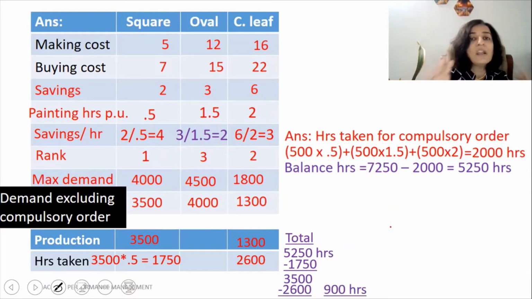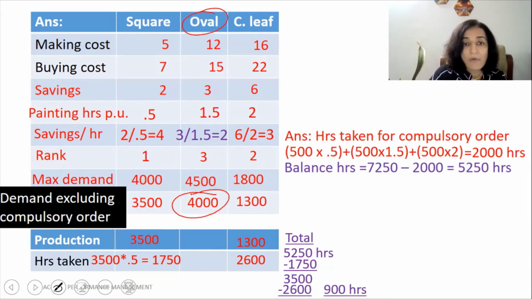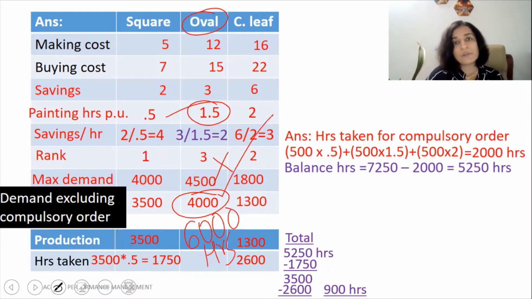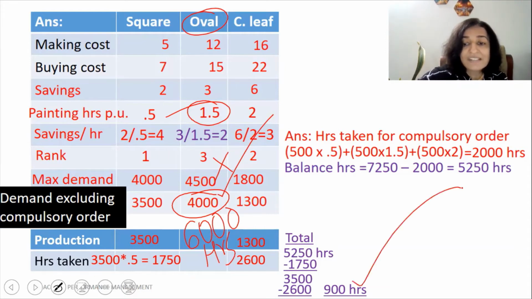Now we will go to the last product. So the last product is oval. We have to produce 4,000 units. For 4,000 units, for each unit, you're taking 1.5 hours. So 1.5 into 4,000, we need 6,000 hours for completing the painting work of the entire quantity of 4,000. But do we have 6,000 hours? No, we do not have 6,000 hours. We have just 900 hours left with us.